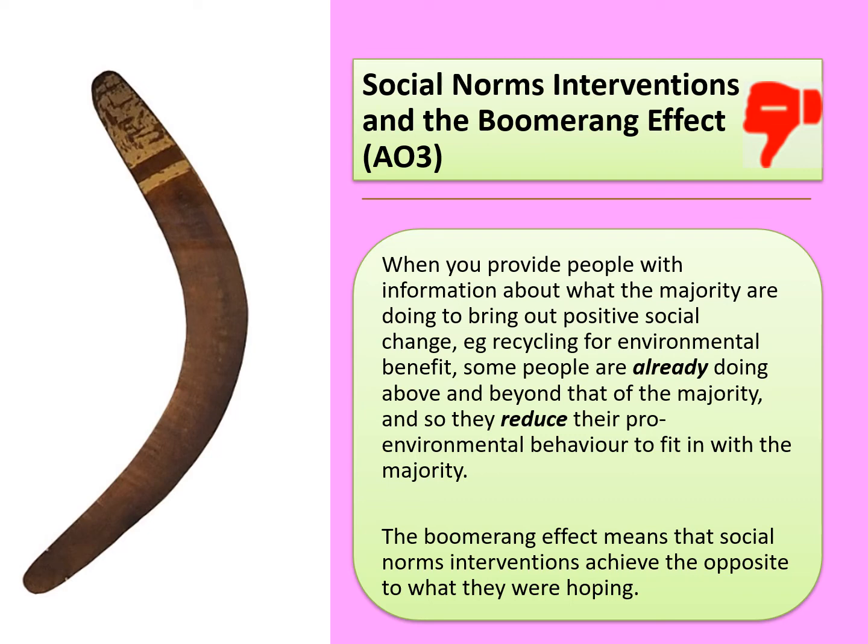So for example, supposing you wanted to tell people about recycling, like most people do this amount of recycling. Your aim is to get the people who aren't recycling to recycle, but what you might do is get the people who are doing tons and tons of recycling, and you're giving them a message that everyone else is doing less than them, and therefore they go, oh, well, if everyone else is doing less, then I'll do less. And so the social change you wanted to achieve, like in this case, environmental change, actually doesn't occur.